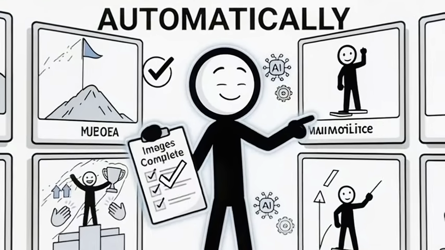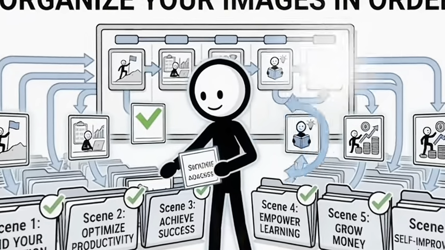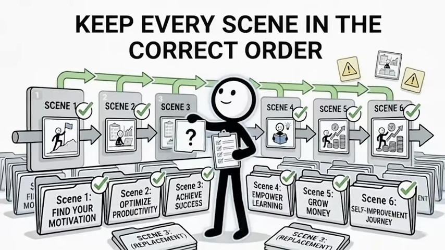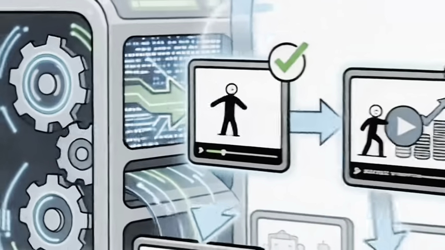Now organize every image carefully in the correct scene order. Proper organization makes the entire editing process much easier later. Upload your images into an AI video generation platform.